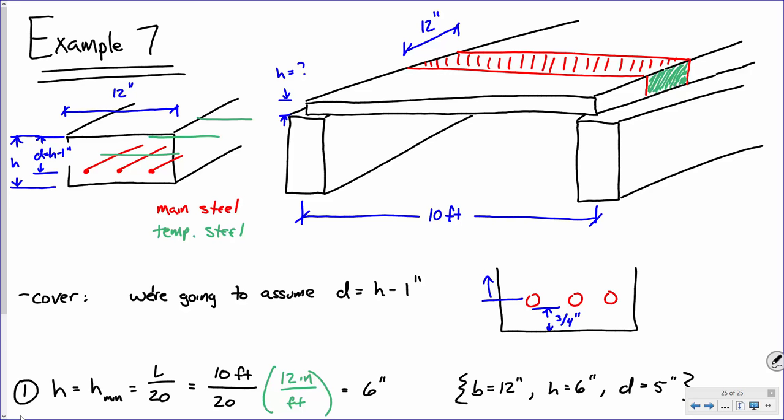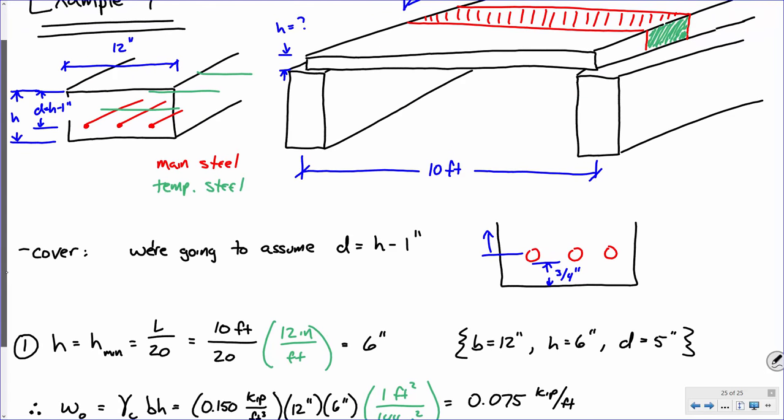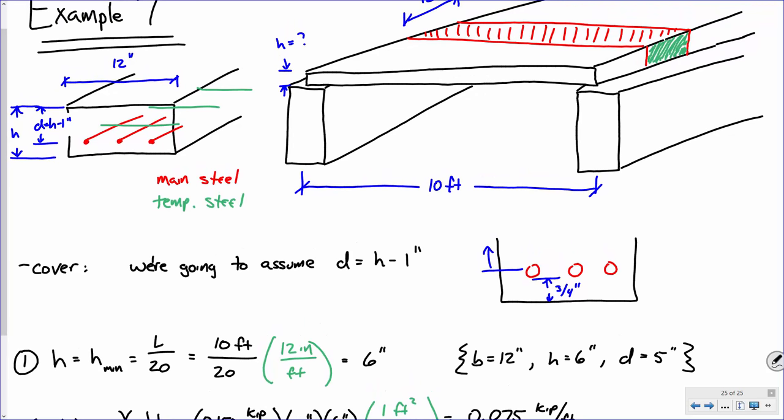Does that make sense? 10 is the length of the beam, yes, but the width of the beam is 12 inches. Well, that's true, but we're not looking at the beams, we're looking at the slab. If we were looking at the beams, we would multiply that by 10 feet to collect that load onto the beam. But we're looking at just the slab, so we just take that over 12 inches. That's a good point. Everybody good?